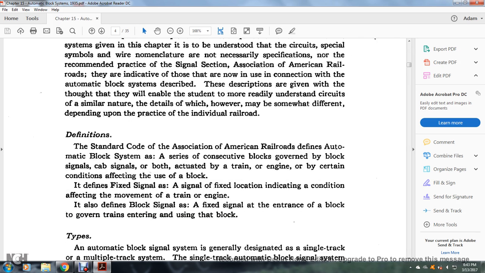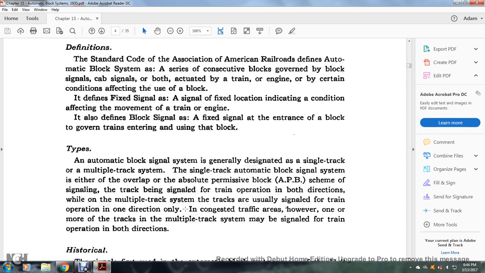Definition: the standard code of the Association of American Railroads defines the automatic block system as a series of consecutive blocks governed by block signals, cab signals, or both, actuated by a train or engine, certain of the conditions affecting the use of the block. It defines a fixed signal as a signal fixed at a location, indicating a condition affecting the movement of a train or engine. It defines a block signal as a fixed signal at the entrance of a block, governing trains entering and using the block.